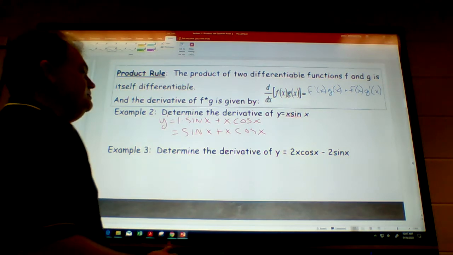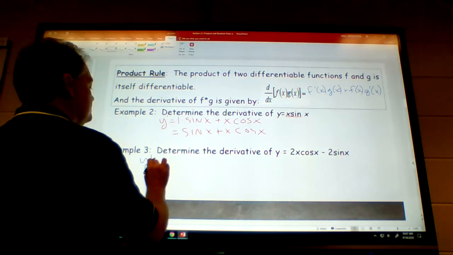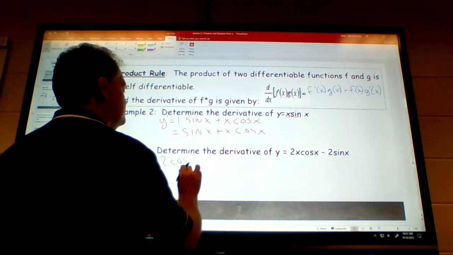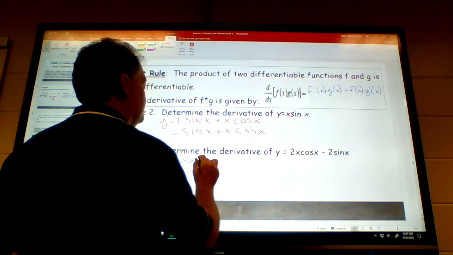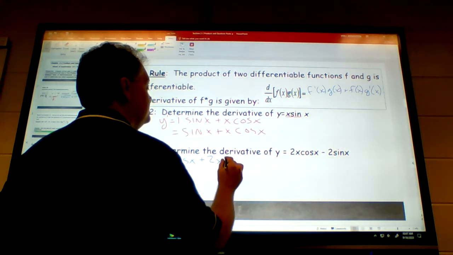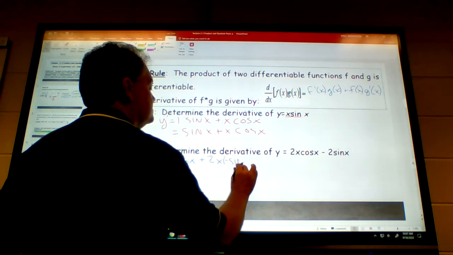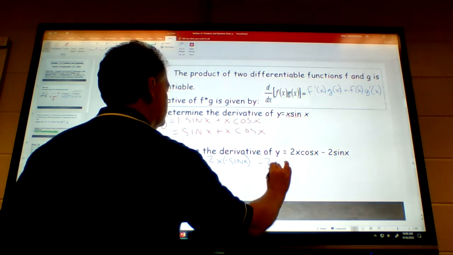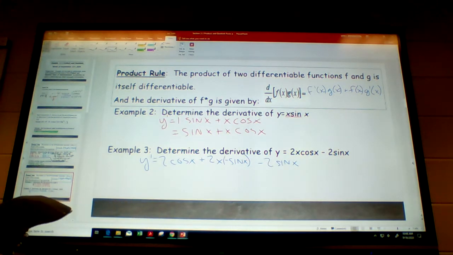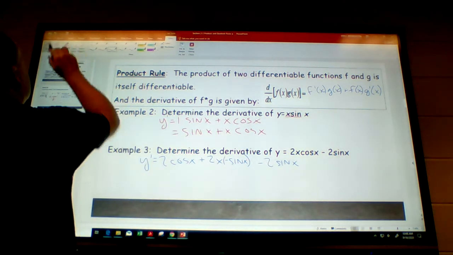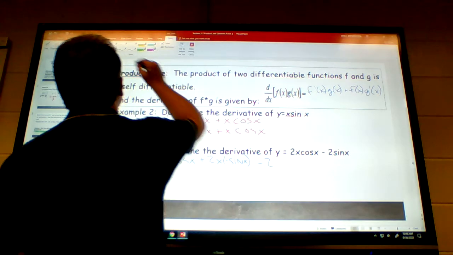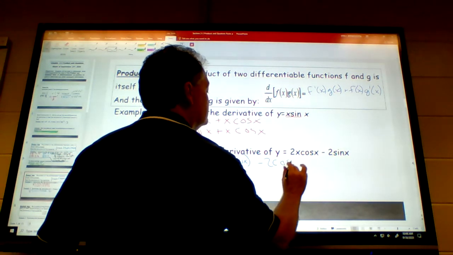Now 3 is the same thing. It's going to take several steps. So y prime equals the derivative of the first term, which is simply 2 cosine of x, stays the same, and then plus the first term times the derivative of cosine. The derivative of cosine, remember, is negative sine of x, minus 2 sine of x. I'm sorry, I made a brain fart, so let's go back and fix that. I forgot to derive sine of x, which is 2 cosine of x.